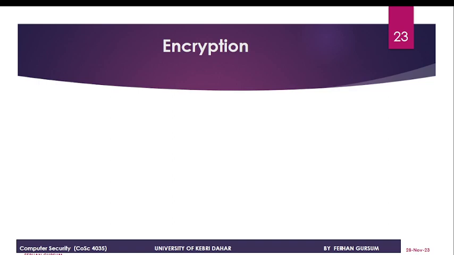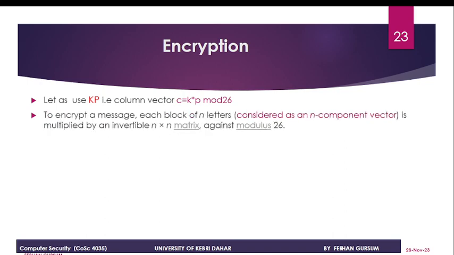Okay, let us see one example. Let us use the column vector for the key. As you know, cipher text is equal to key times plain text modulo 26. This is the formula. To encrypt a message, each block of n letters is considered as an n-component vector and is multiplied by an invertible n times n matrix, modulo 26. We will see this by example.